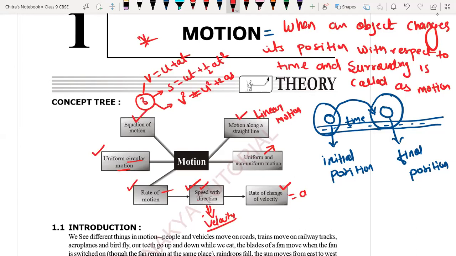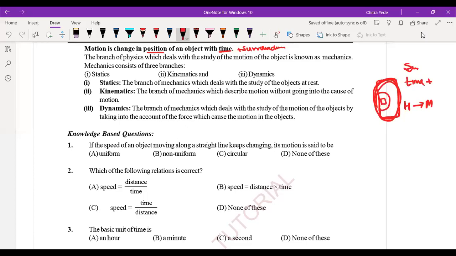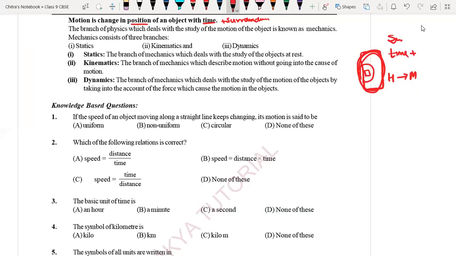Understood, everyone? Do reply, beta. Everyone, do reply. Yes, sir. Yes, sir.